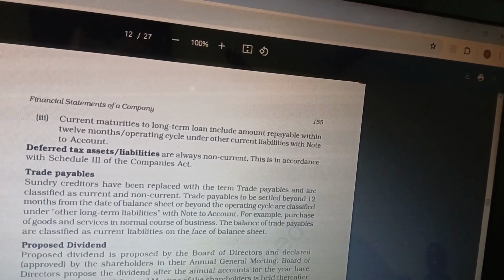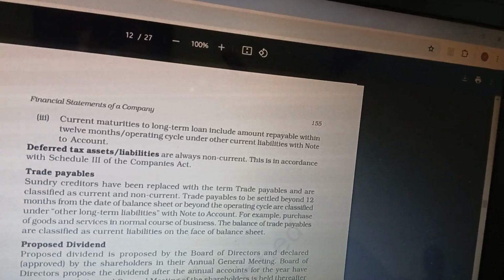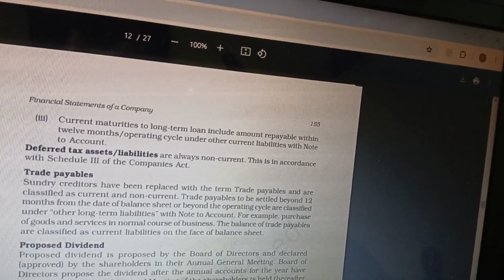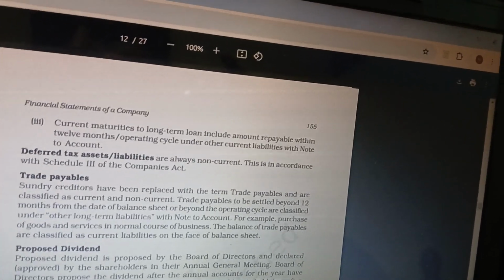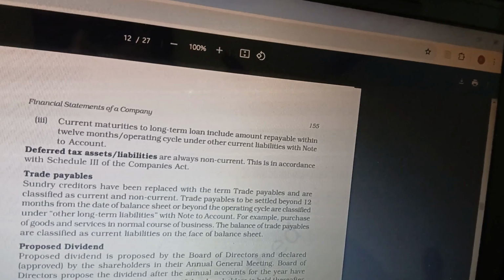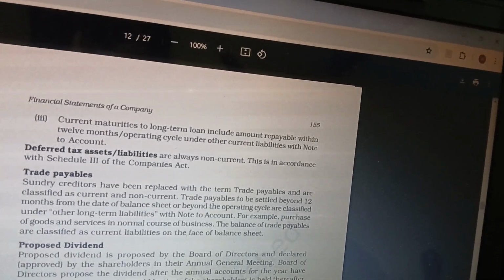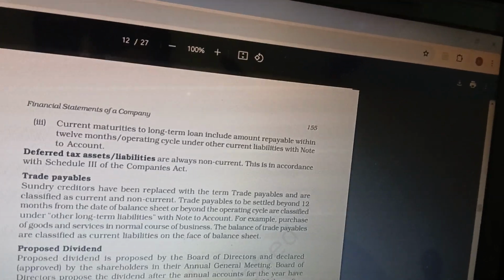And we have to show a note to accounts. For example, purchase of goods and services in the normal course of business. The balance of trade payables is classified as current liabilities on the face of the balance sheet.